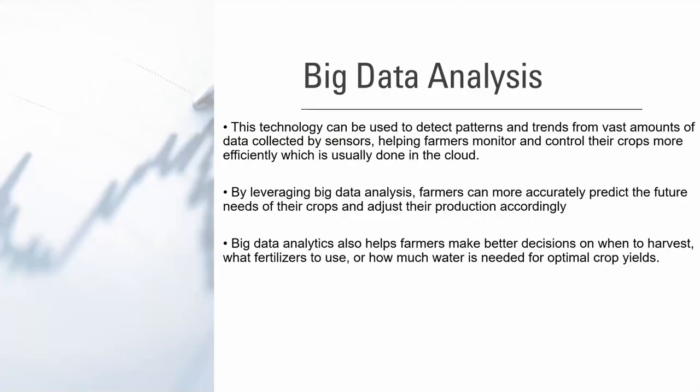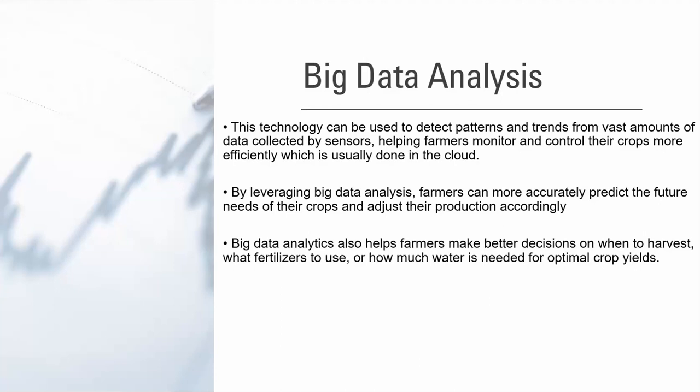Another key technology is big data analysis. This technology is used to detect patterns and trends from vast amounts of data collected from sensors around the farm. Computation of this data is usually done in the cloud, and by leveraging big data analysis, farmers can predict future needs of their crops and adjust production accordingly. Big data analytics also helps farmers make better decisions on when to harvest, what fertilizers to use, or how much water is needed for optimal crop yields.